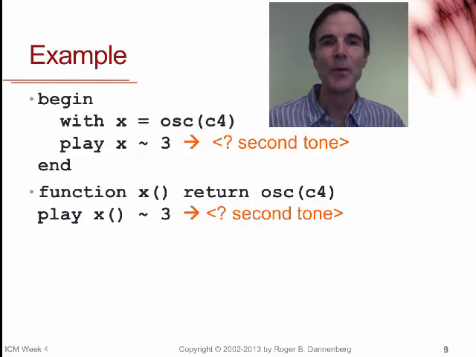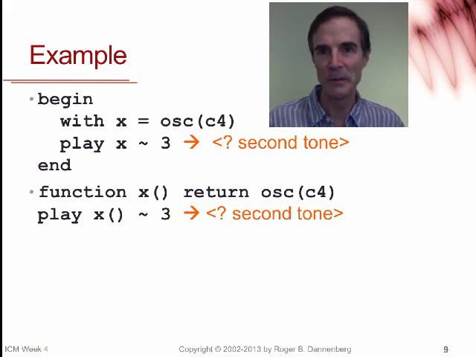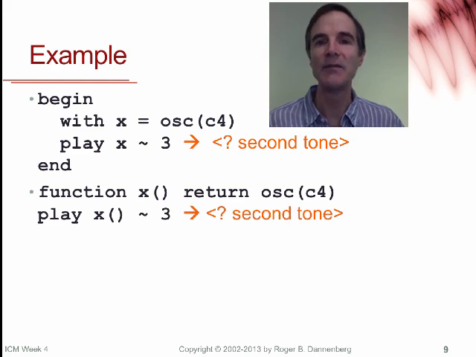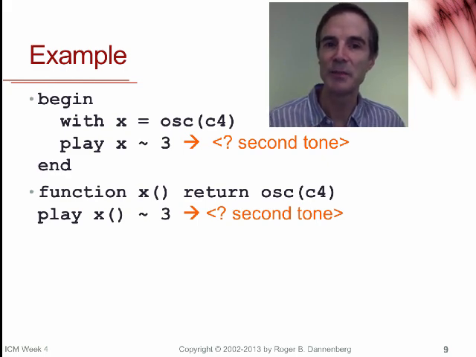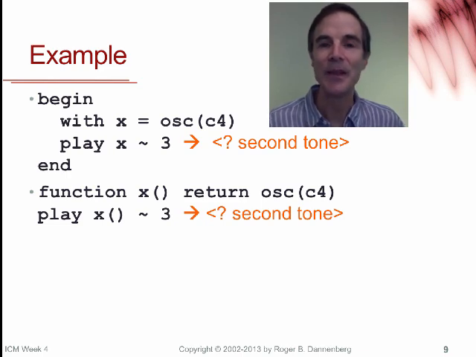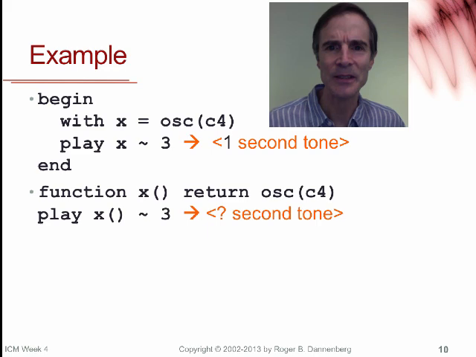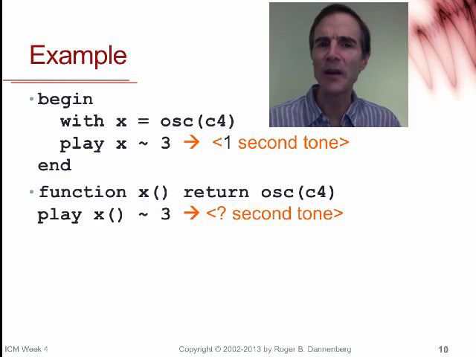Here's an example. Remember, we begin with, create a local variable x equals OSC C4. So we evaluate OSC C4, we get a sound from that, we assign the sound to x, and now we write play x stretch by 3. Now what does that do? Is it a 1 second sound or a 3 second sound? The answer is a 1 second sound, because that sound assigned to x is now immutable, and we're evaluating x, the sound, in the context of stretch by 3. But the sound is already computed, it's already frozen, it's immutable.